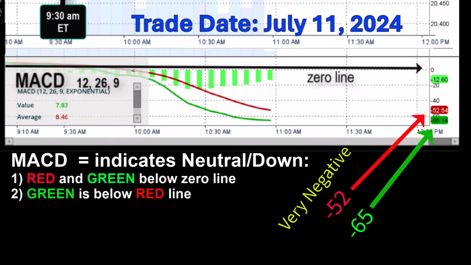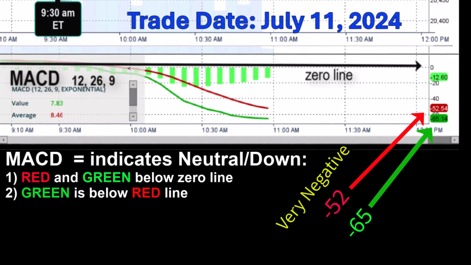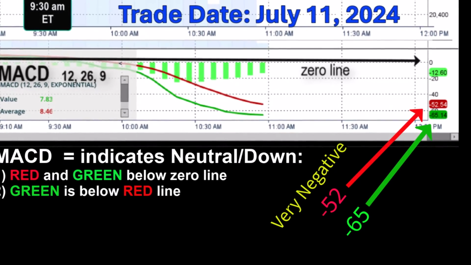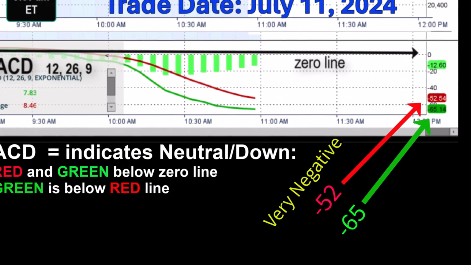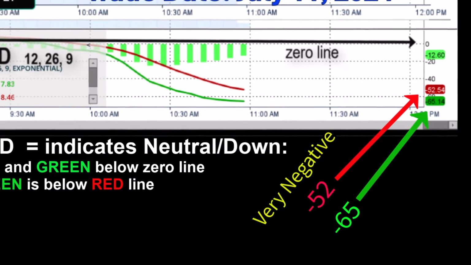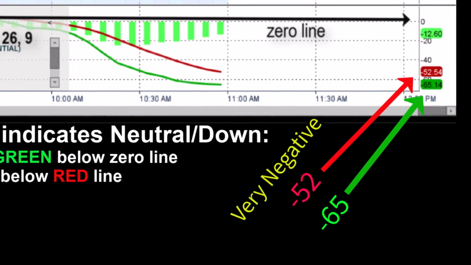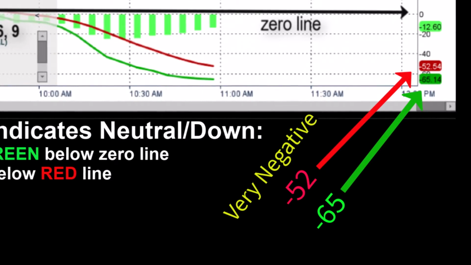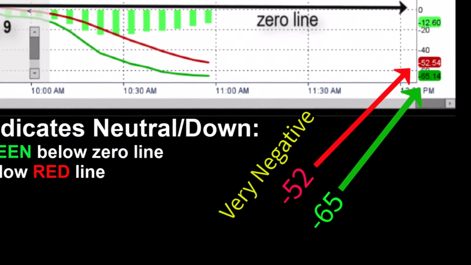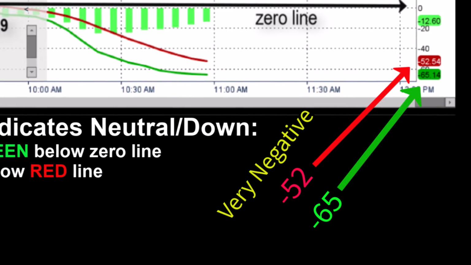So no doubt we have a propensity here for the market to turn down. But let's talk about the velocity of the trend. See where I've written very negative there? I pulled the numbers out because I'm not sure you can see them on your screen. Minus 52 and minus 65. Beginners won't know this yet, but that's very negative. That is a factor that gives me more confidence to take this trade.